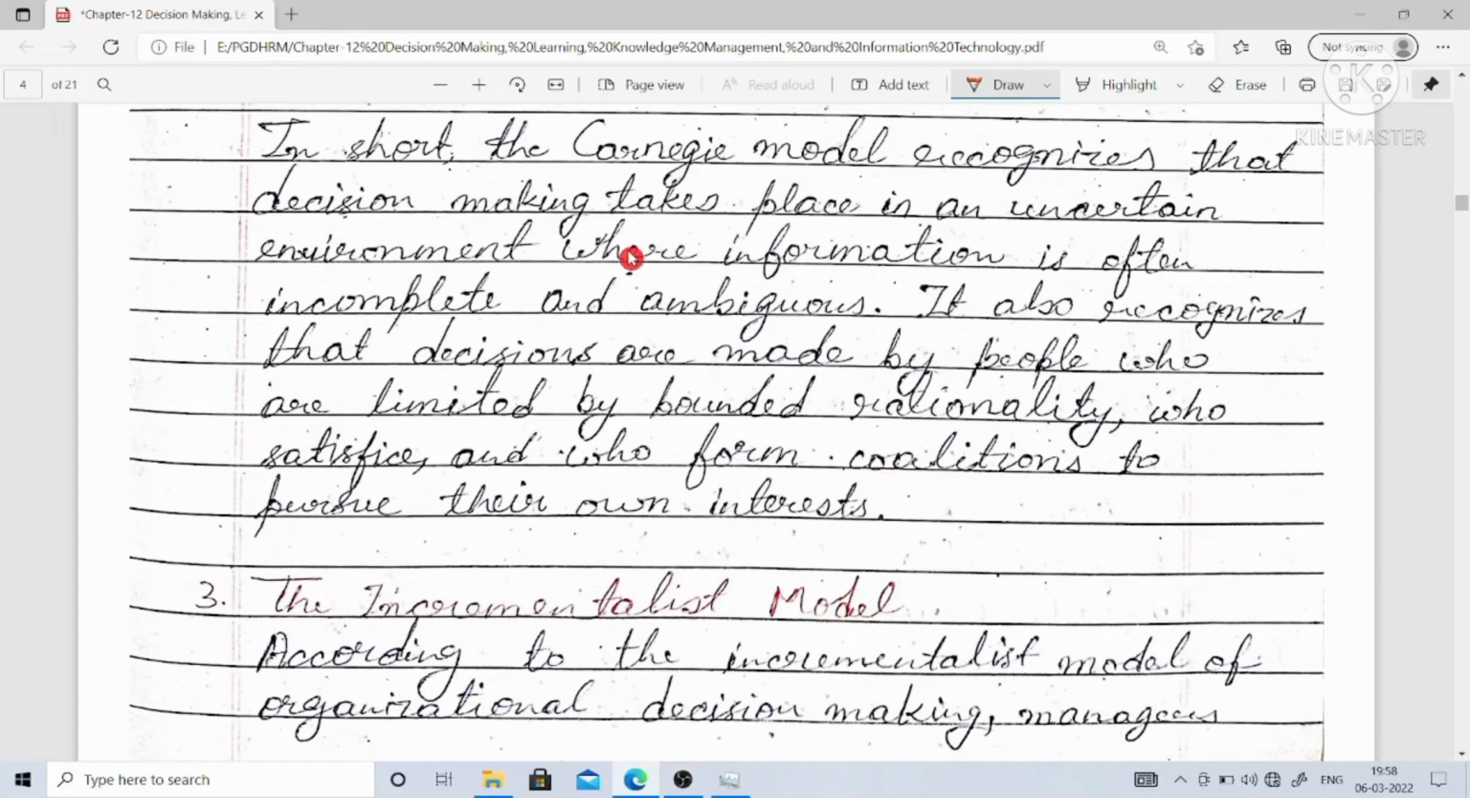So in short, decision making takes place in an uncertain environment where information is incomplete and ambiguous. It also recognizes that decisions are made by people who are limited by bounded rationality.